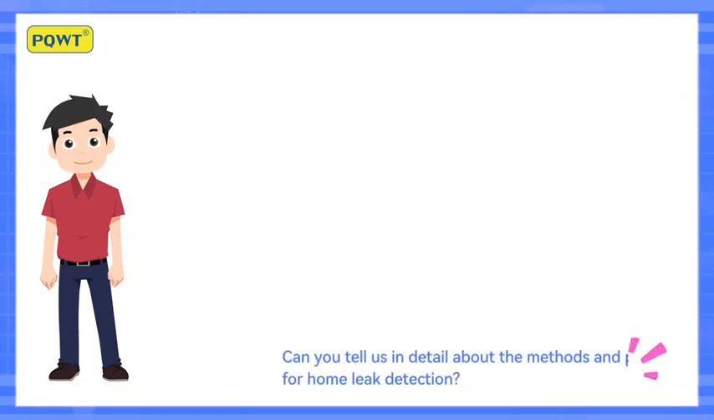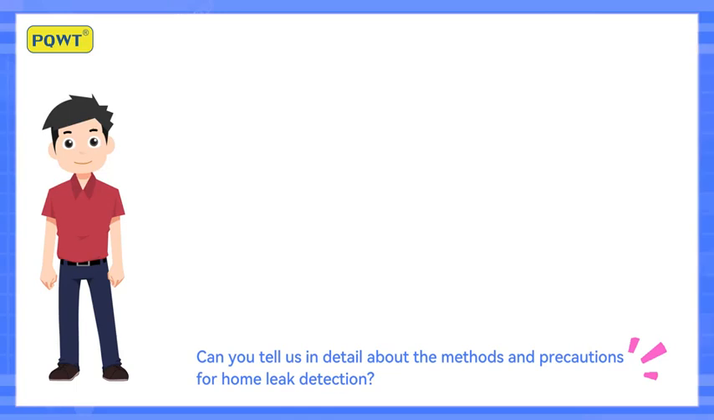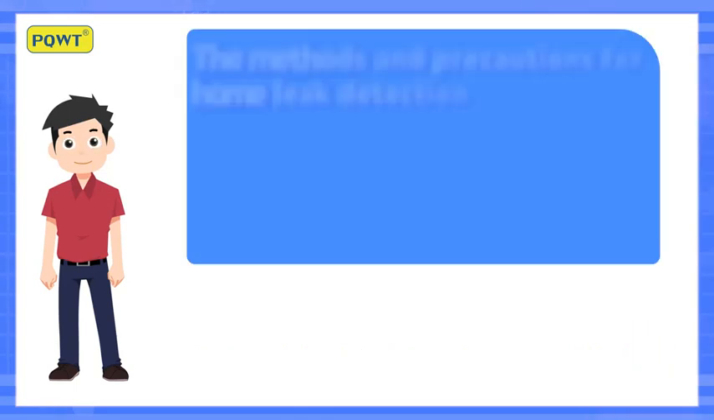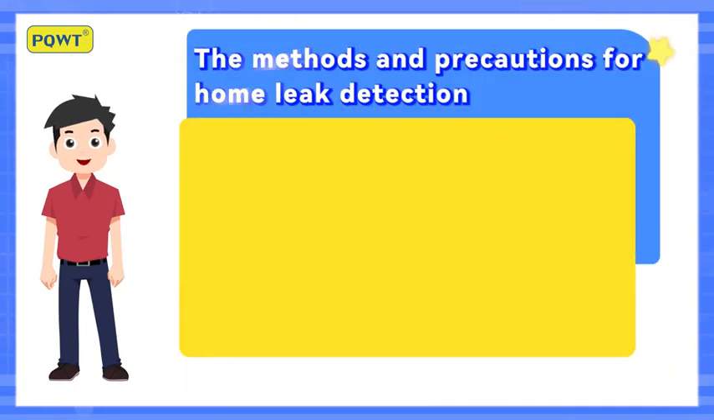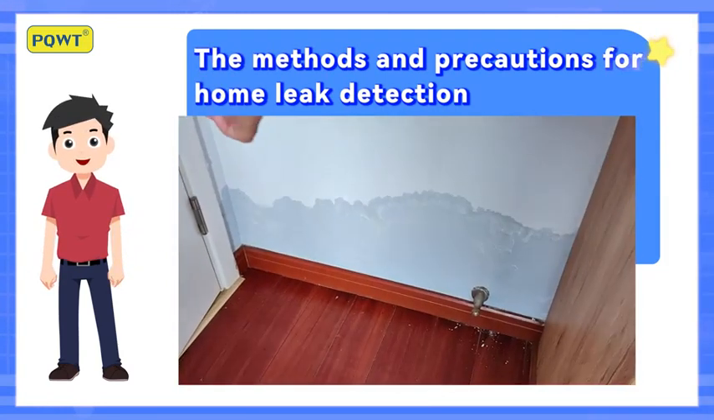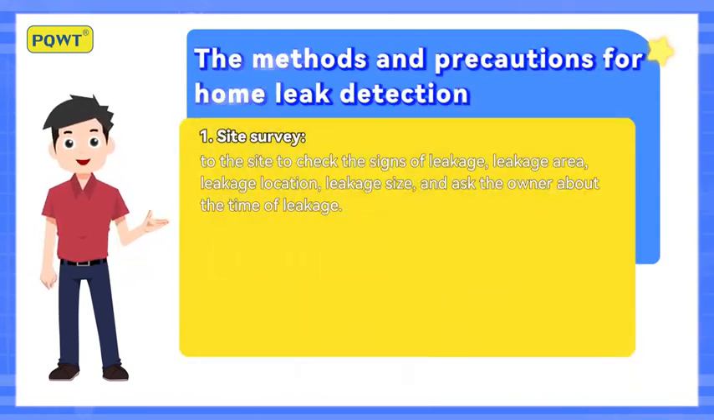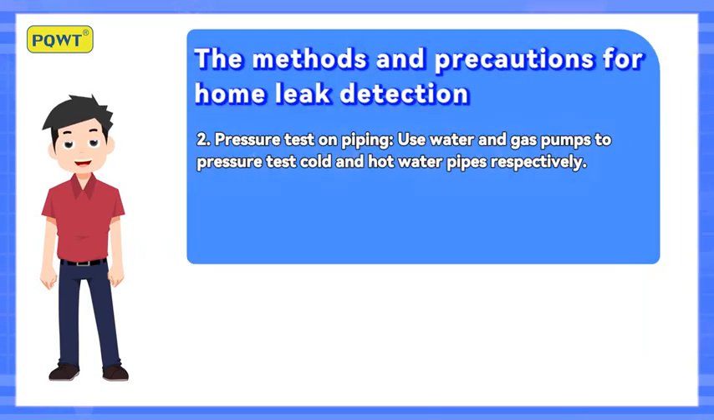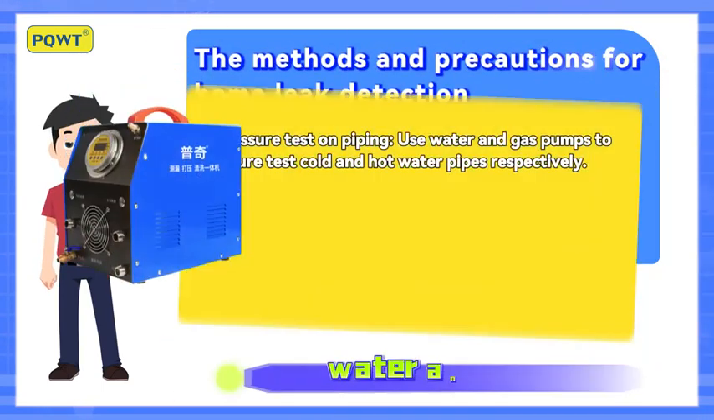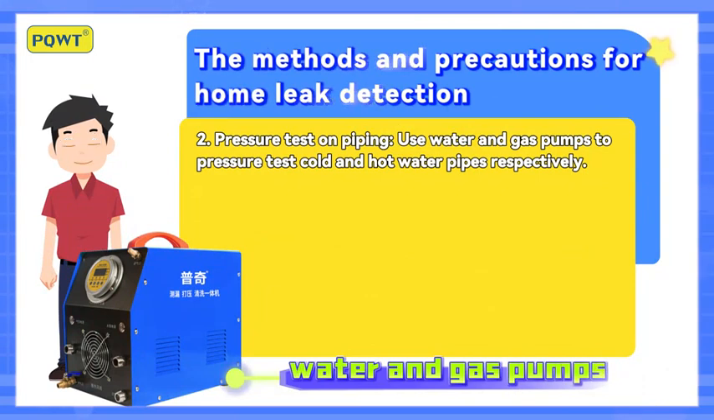Can you tell us in detail about the methods and precautions for home leak detection? The methods and precautions for home leak detection. 1. Site survey. Go to the site to check the signs of leakage, leakage area, leakage location, leakage size, and ask the owner about the time of leakage. 2. Pressure test on piping. Use water and gas pumps to pressure test cold and hot water pipes respectively.